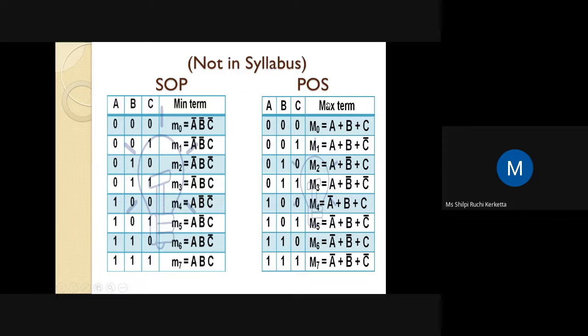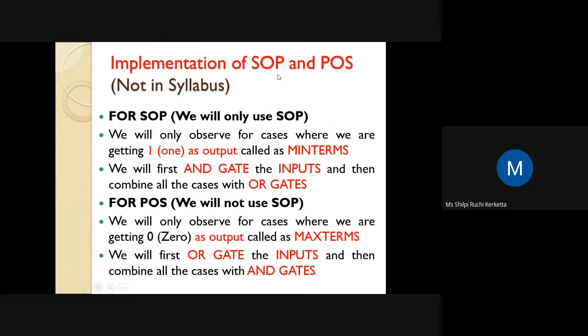You can make the circuits with sum of products also. You can make the circuits with product of sum also. But this is a little bit complicated, so we will be avoiding it. Here, for 1 1 1, it becomes a dash plus b dash plus c dash. So we are avoiding product of sum. We will only use sum of products.